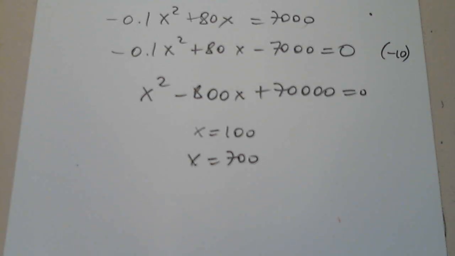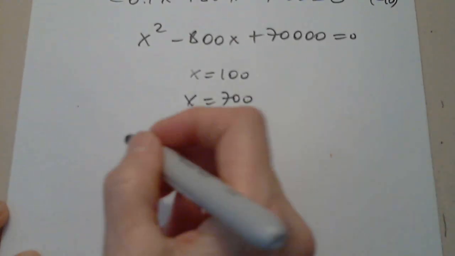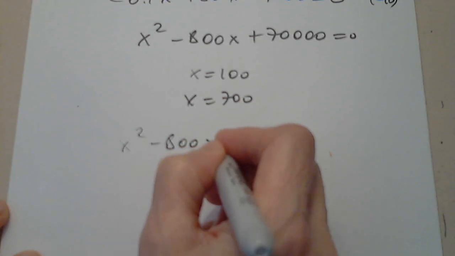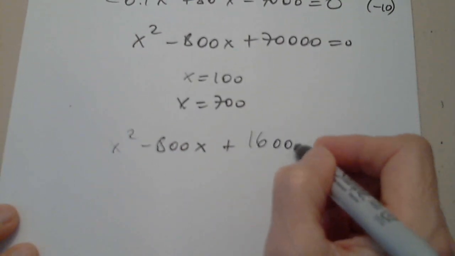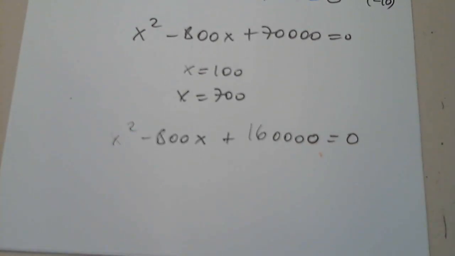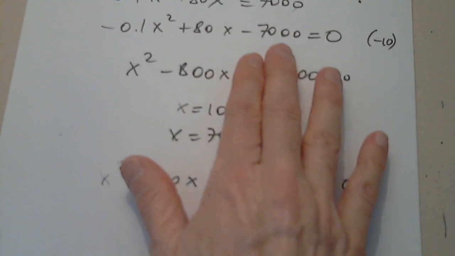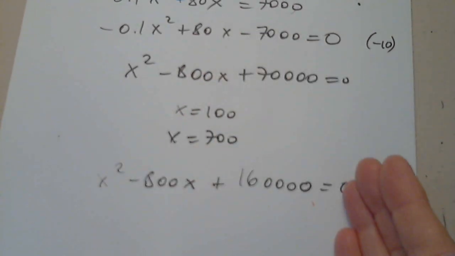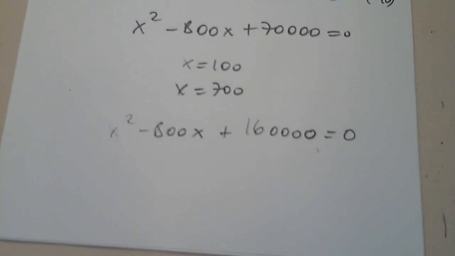How many pairs of sunglasses must be sold in order for the revenue to be 16,000? The whole thing is the same. X squared minus 800x plus, this is now 16,000, but remember I multiplied by 10. Everything else is the same. Instead of 7,000, it is 16,000, but I have to add an extra 0 because I multiplied by negative 10. Good. I go back.